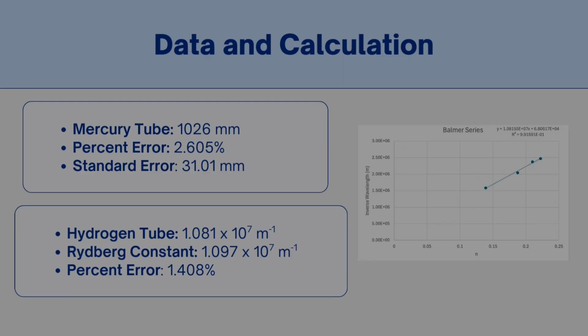Then we used 1 over lambda equals R times (1 over 2 squared minus 1 over n squared), where 1 over lambda was our y-axis and 1 over 2 squared minus 1 over n squared was our x-axis. So the slope would be R, or the Rydberg constant. Graphing this gave us a slope of 1.081 times 10 to the 7th, which compared to the Rydberg constant of 1.097 times 10 to the 7th gave us a percent error of 1.408%.